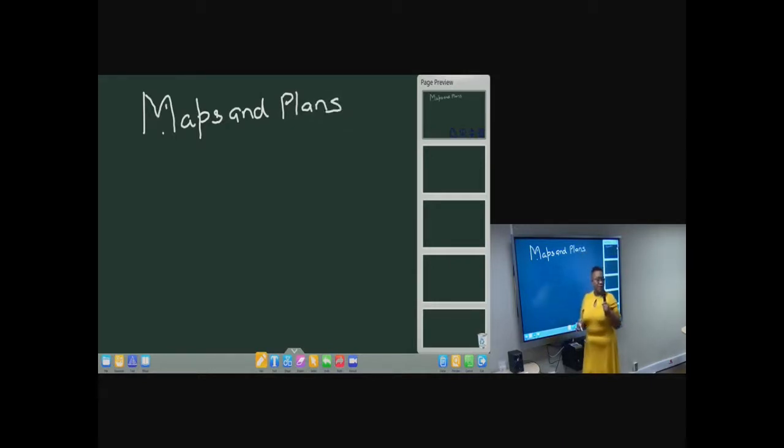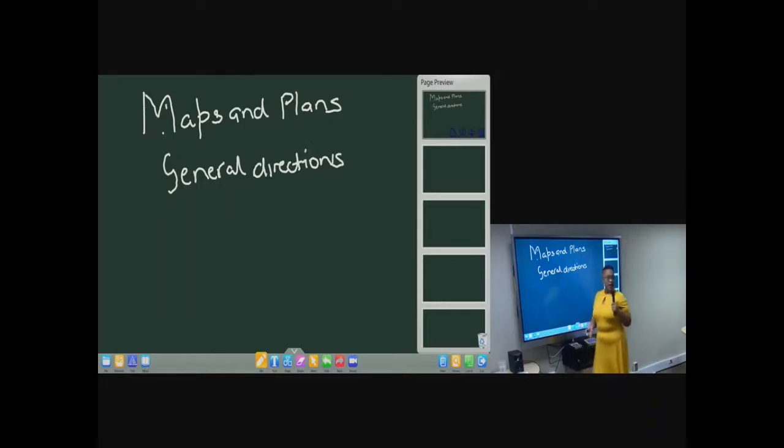The first thing you can be asked on a map is to give general directions, and it's a question which will always be in a paper. Though it is 2 marks, it's a question which you must not lose marks on. To give general directions, you first have to look at a map, because in a map there will always be compass directions, which indicate your north. And north is the one which will always give you directions.